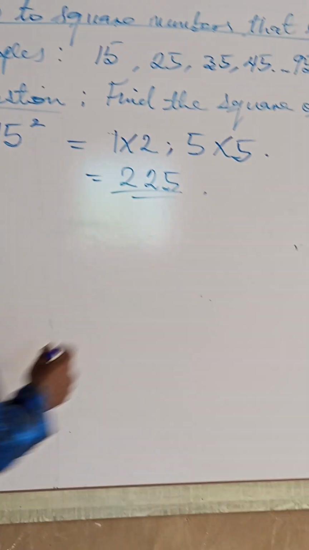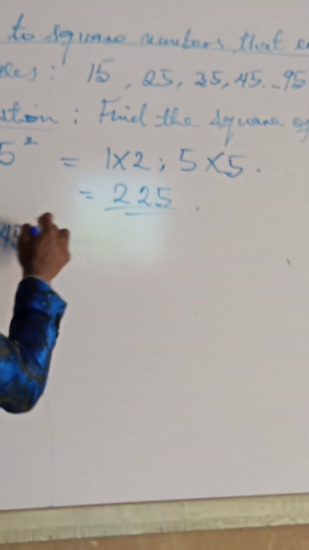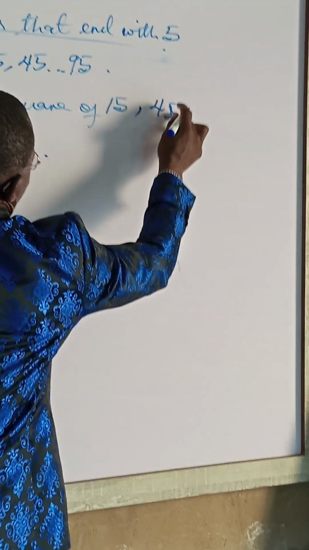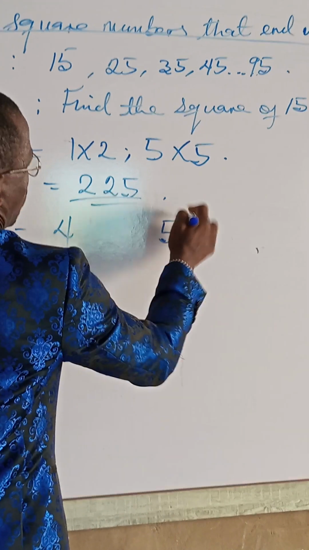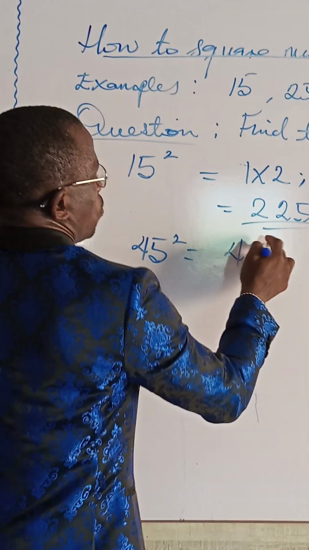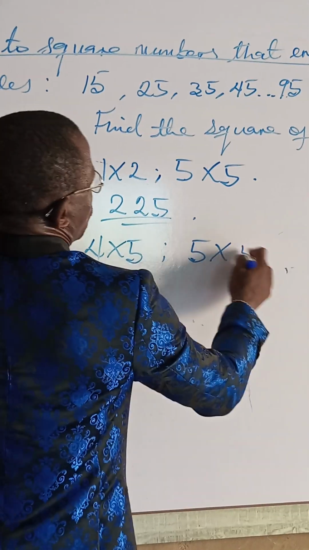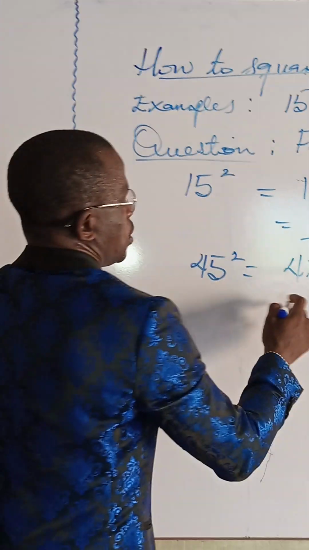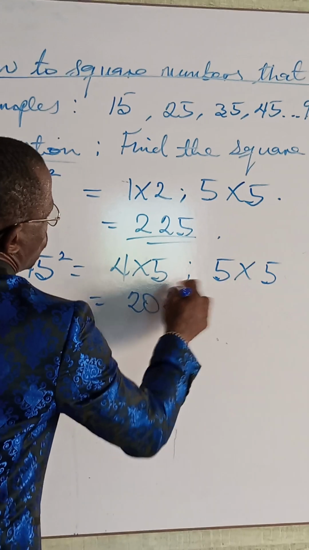And we can try that with as many numbers as possible. So I'm going to take 45 next. You can practice 25 and 35. Let's say find the square of 45. Let me increase this number. 45. If you want to find the square of 45, 4, and then you have 5. What number follows 4? 5. Then you have 4 times 5, 20, and then 5 times 5 is 25.